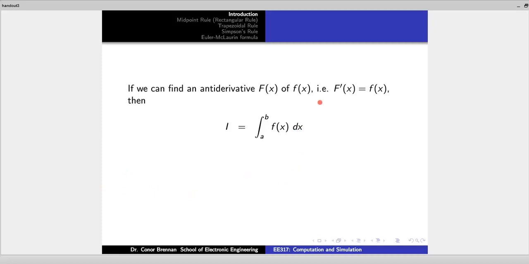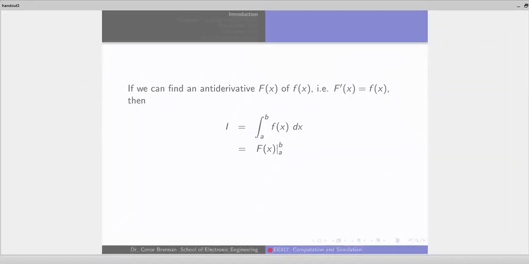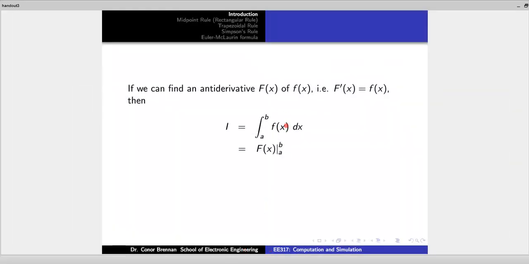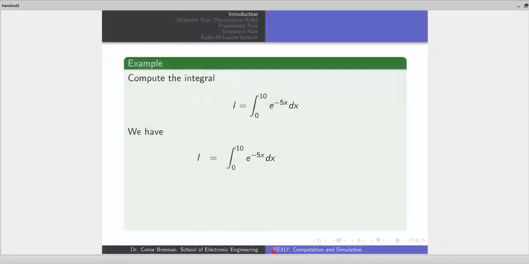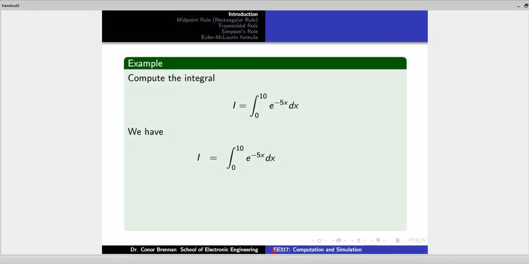What is the antiderivative? Well, the antiderivative is that function such that when you differentiate it, you get f back again. So here's our definite integral we would like to compute. And we know that the integral of f is given by capital F because the derivative of big F is little f. And then we just work out big F at the limits b and a: F(b) minus F(a). So some examples, purely just to set the scene so we're all on the same page.